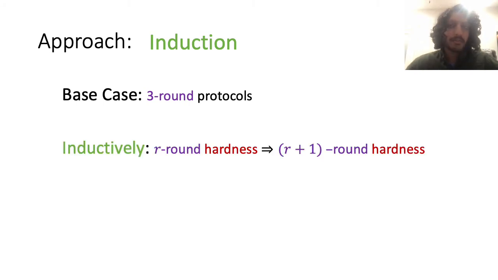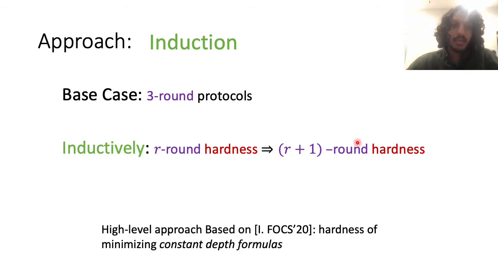And then after we have the base case, we work inductively. So what we want to do is show that if the r-round case is NP-hard, then that actually implies the r plus 1 round case is NP-hard.